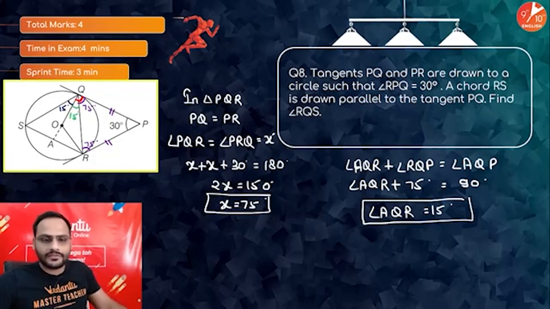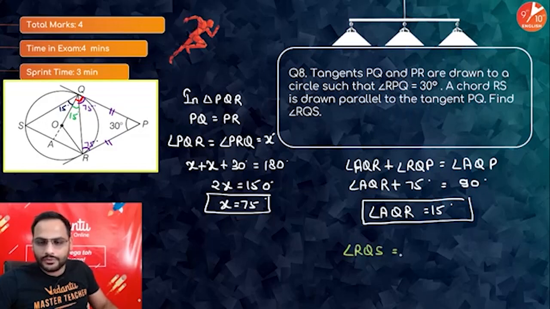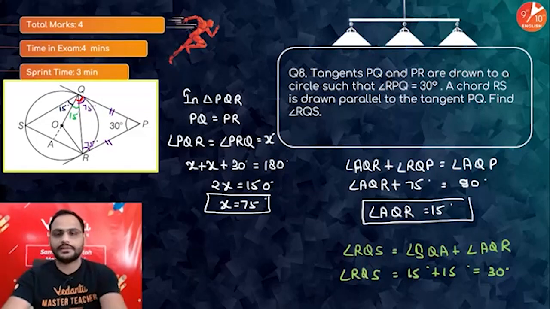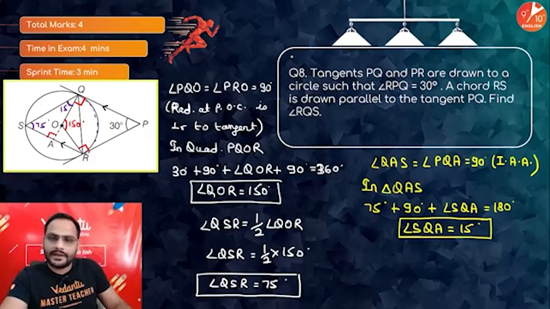So the complete angle SQR or angle RQS. Now I can say that, sir, the complete angle RQS will be equal to angle SQA plus angle AQR, which is equal to 15 plus 15, total 30 degrees. Angle RQS will be equal to total 30 degrees. Alright, it is again a very important question.